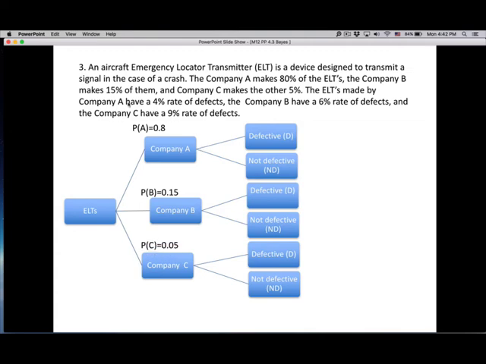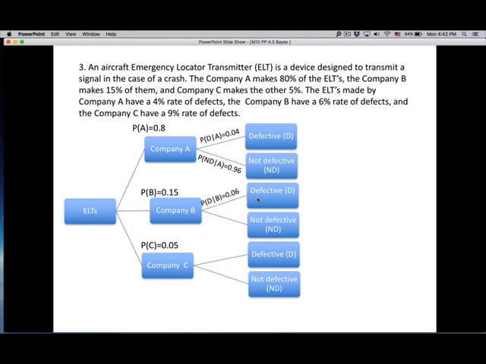And then those made by company A have a 4% rate of defect. Okay, this is conditional probability. Probability of the ELT is defective, given that it was made by company A. Okay, so you should have this guy. Defective, given that made by company A, equals 0.04. And then this is going to be the complement, either defective or not defective. Okay, subtract from 1, you're going to get this guy.